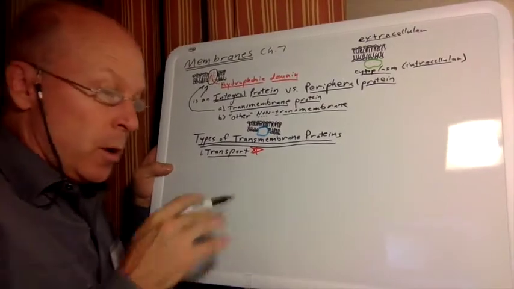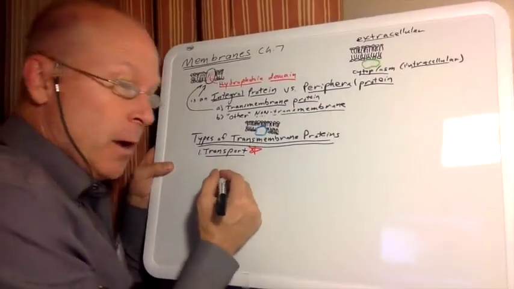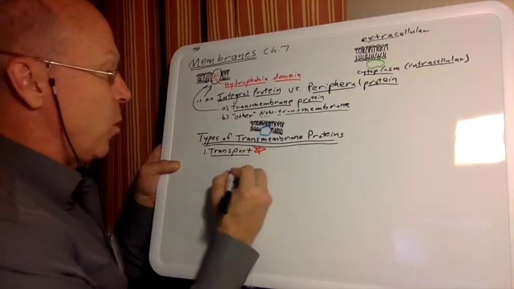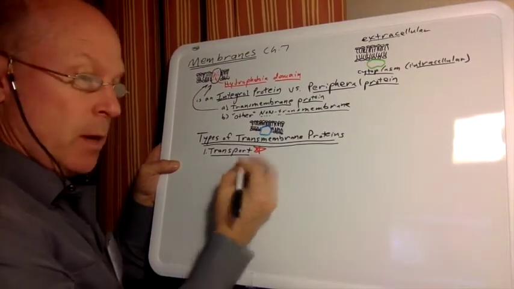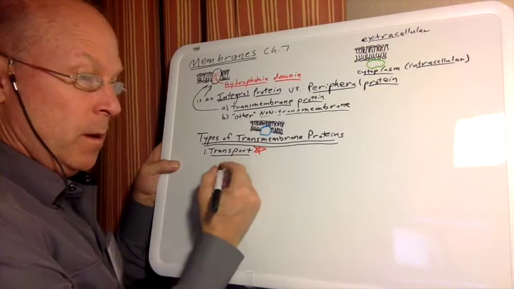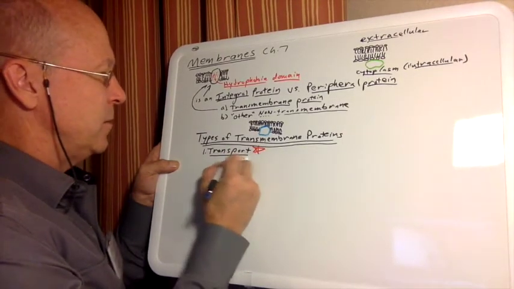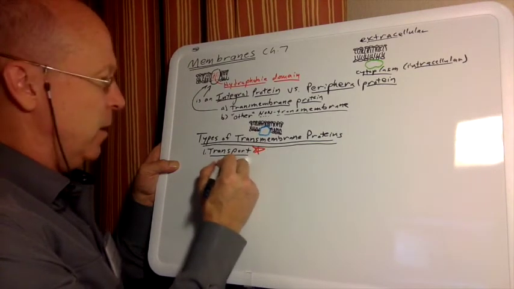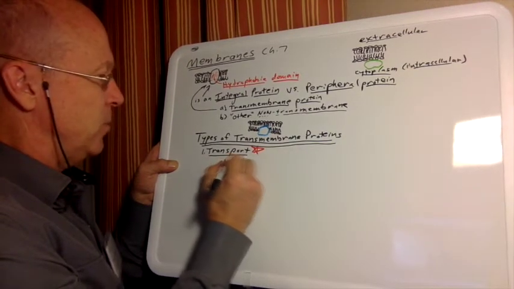So transport proteins, these go all the way through a membrane, and we're going to see two different kinds. Let's just give a picture of a transport protein. We're going to see channel proteins.